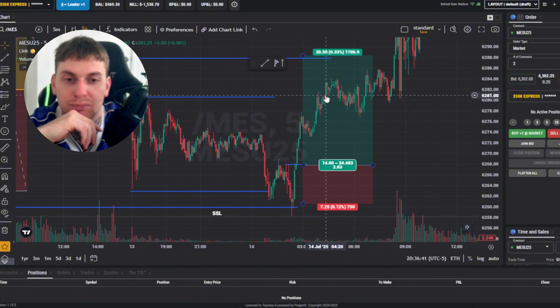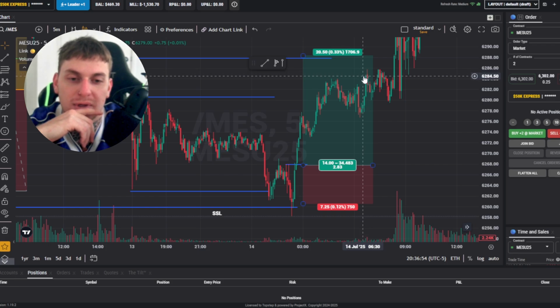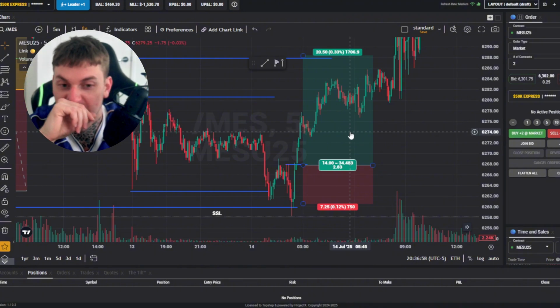And then I took partials at this level. So I took 5 contracts off here. So I already made like $200 at this point. And then I left 2 to run up higher. And I took out another $100 up here. So yeah, it was a good trade overall. I think I did pretty well.